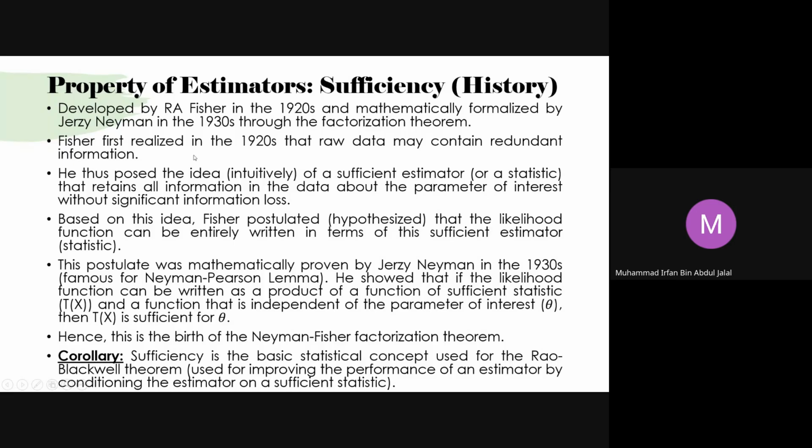or is also known as the Neyman-Fisher factorization theorem. Pada permulaannya in 1920s, Fisher ni dia dapat idea that raw data may contain redundant information. Maksudnya you have the data, but some data can also explain the behavior of the other data points, for example. So because of that, he thinks that some of the information in the data tu can be considered as redundant, ataupun kalau kita dah tahu another data tu kita dah ada some ideas about the data. So the information tu is not full lah. Maksudnya ada redundancy, maksudnya dia tak perlulah benda tu.